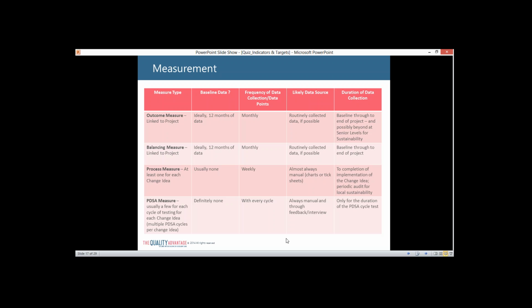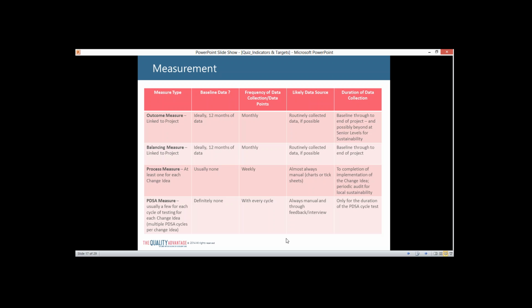And the reason for this is around the rules for interpreting change. We need to have data points that are frequent enough that a team knows whether or not the work that they're doing is resulting in improvement. These data are almost always collected manually, either through chart audits or through tick sheets, and we'll look at a few examples of those. And they're collected until the completion of the implementation of a particular change idea.